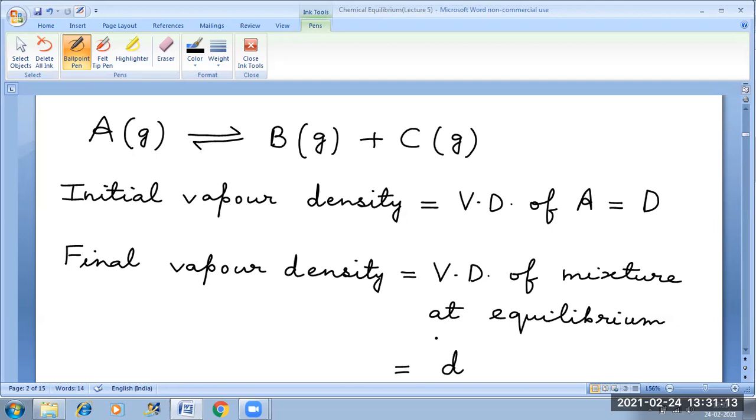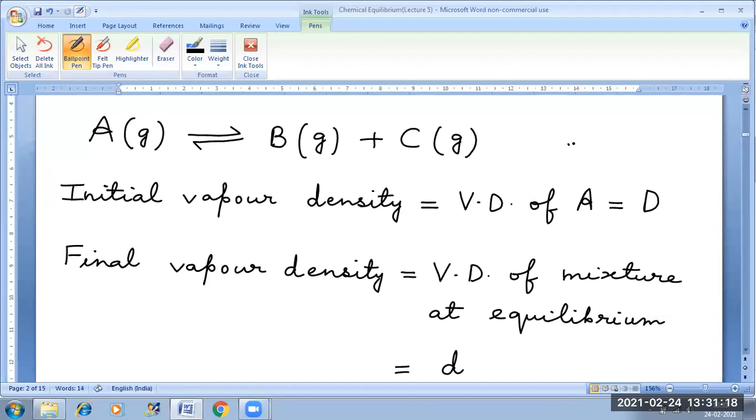Kindly don't think that they are talking about the normal density. This density is different. Density is mass upon volume. That is just simply density. But if I say vapor density, that is capital D and small d. Okay.